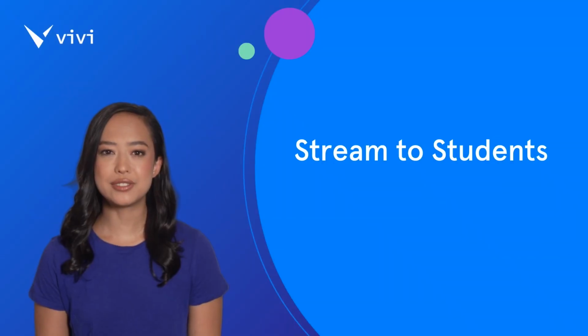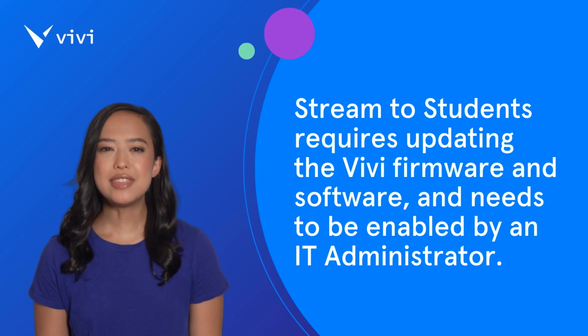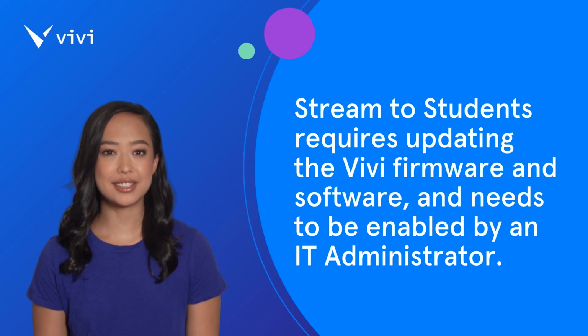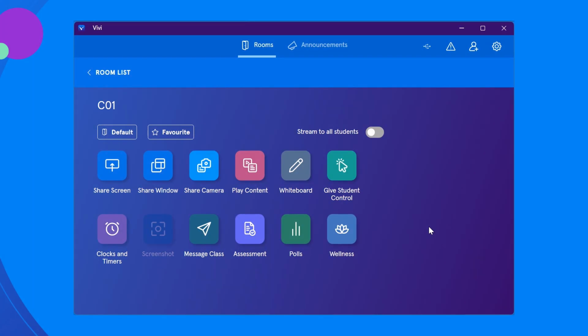Vivi Stream to Students feature allows students to access a live stream of the classroom display directly on their devices. Note that this feature requires a firmware and software update and must be enabled by IT. If this feature is not available, please contact your IT administrator. By default, the Stream to Students feature will be switched off.